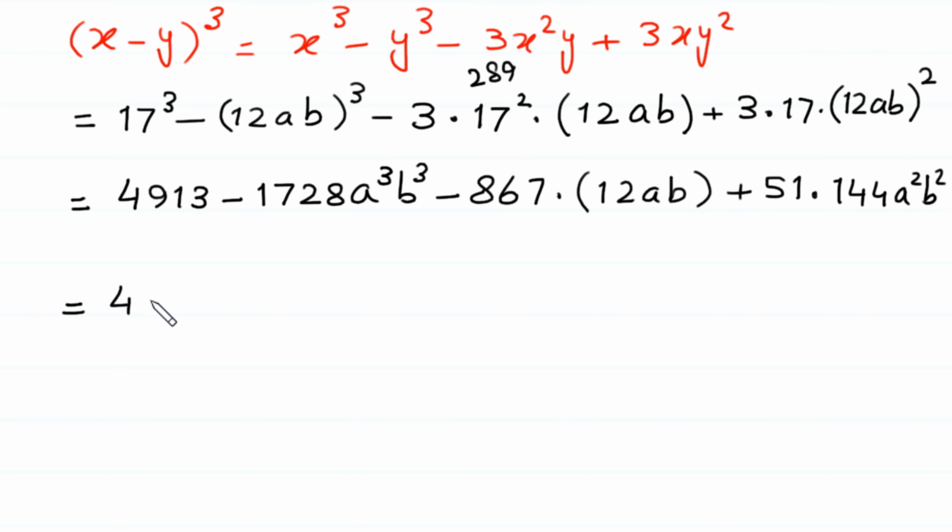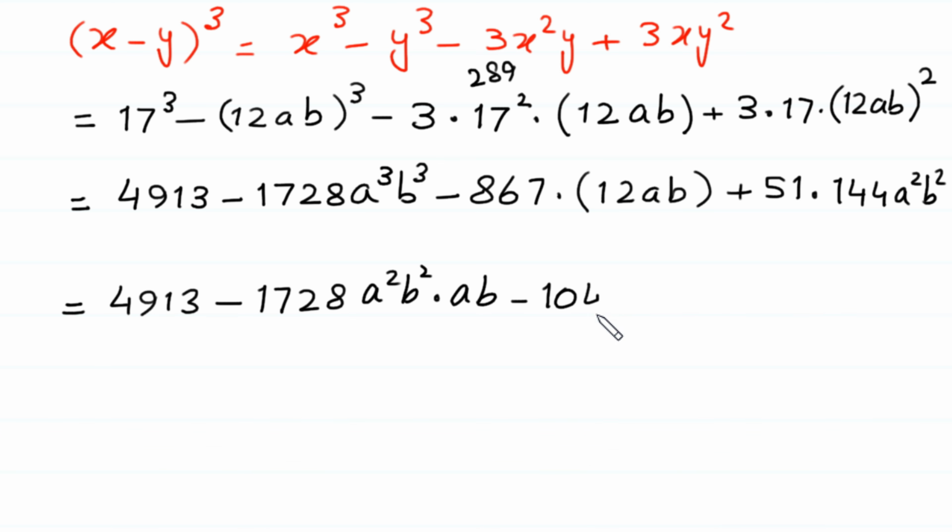Next, 4913 minus 1728, we can write this a cube b cube as a square b square times ab, minus 867 times 12 is equal to 10404 ab, plus 51 times 144 is equal to 7344 a square b square.